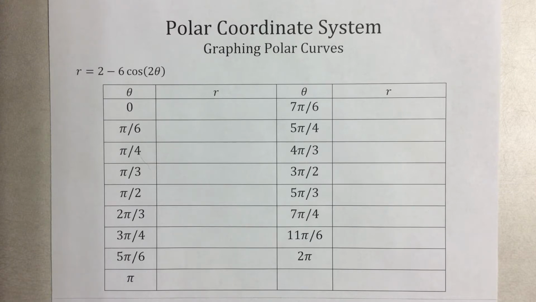So we have our table, and it goes from 0 to 2 pi, and we have every single angle measure along the unit circle: pi over 6, pi over 4, pi over 3, and their multiples. So this is going to give us a good representation, a good curve, because we have enough points for this. So let's plot r = 2 minus 6 cosine of 2 theta. Let's just work this out.